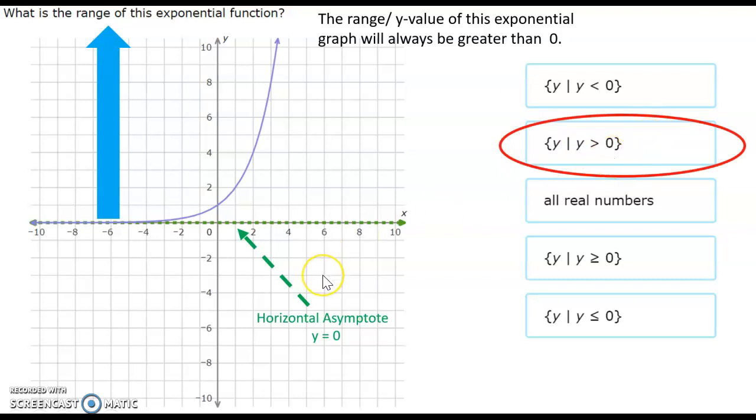Another key thing to remember is in order to determine whether your range should be greater than or less than, you locate the horizontal asymptote first, and then you look at the graph. If the graph is above the dashed line, then it's going to be greater than. You're going to use the greater than symbol. And if the graph is below the dashed line, you're going to use a less than symbol.